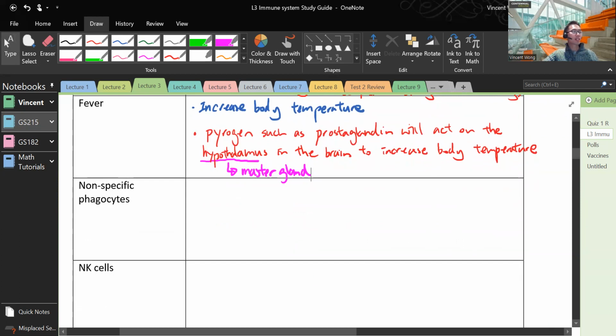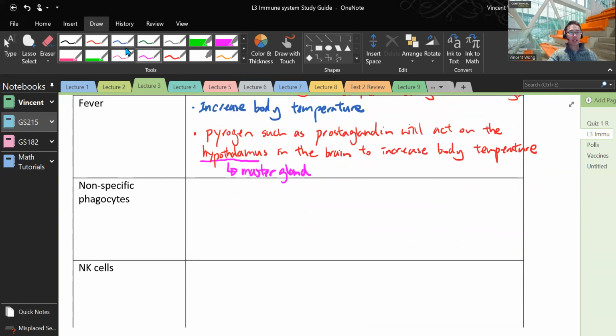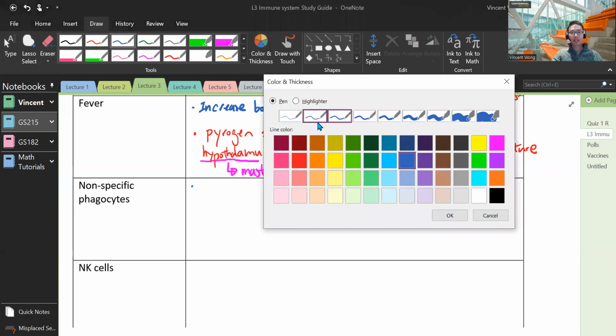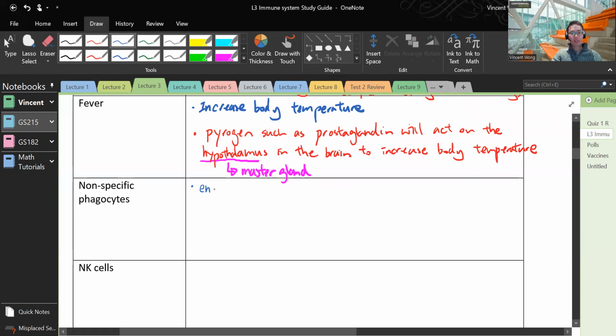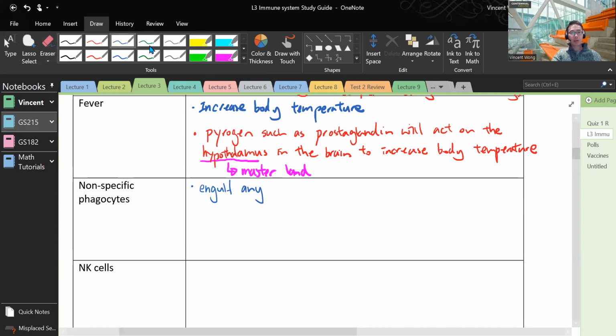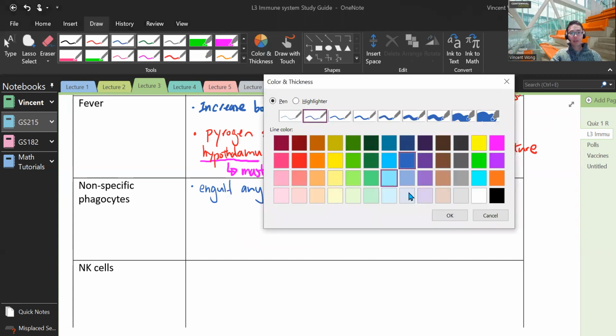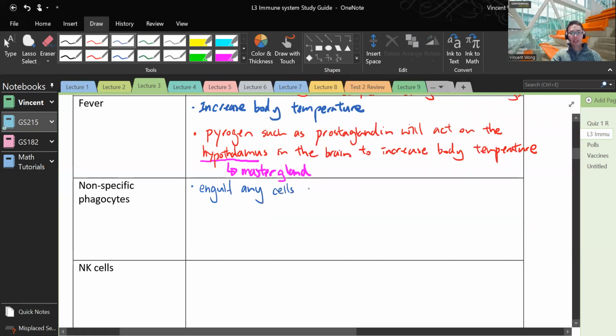Next, we have non-specific phagocytes. Okay, so these are just phagocytes that are going to be walking around and mopping things up, things that are not supposed to be there. The purpose is to engulf any cells that have foreign antigens on them.